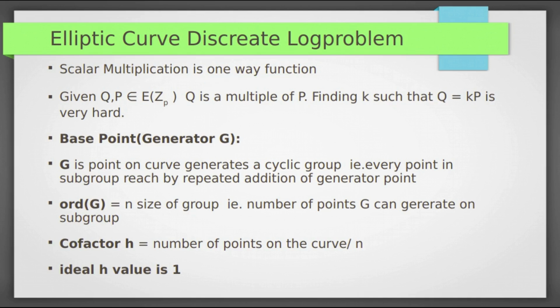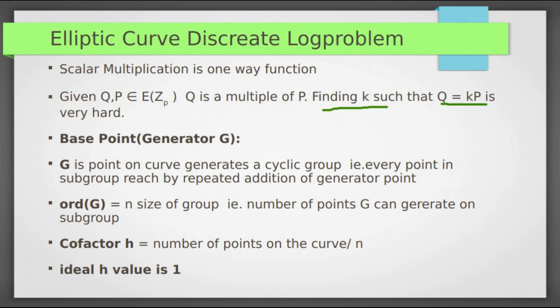Given a point on an elliptic curve over a finite field, it is very difficult to figure out how many operations you need to do to get to that particular point on the curve by adding some fixed point to itself. Finding K such that Q equals KP is a very hard problem. This is called the discrete log problem.